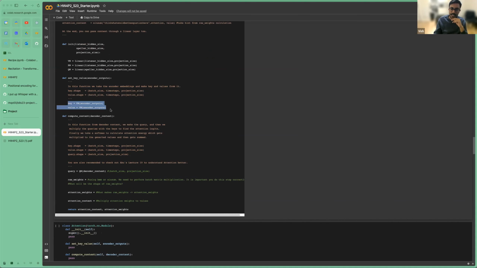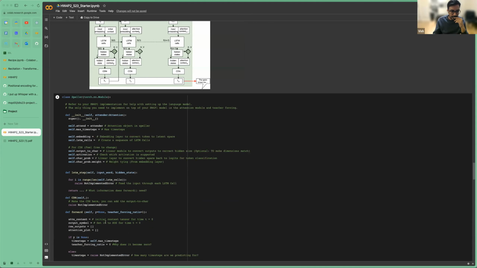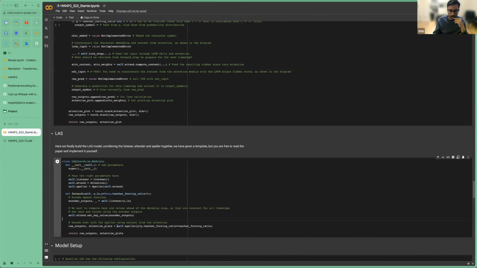So we just have to set the keys and values once. If you set the keys and values just once, you just have to call it before you start the decoding process, and you should be good. We ask you to do that here. So before you even start or call the speller, we ask you to set the key and value right here using the encoder outputs that you get from the encoder.